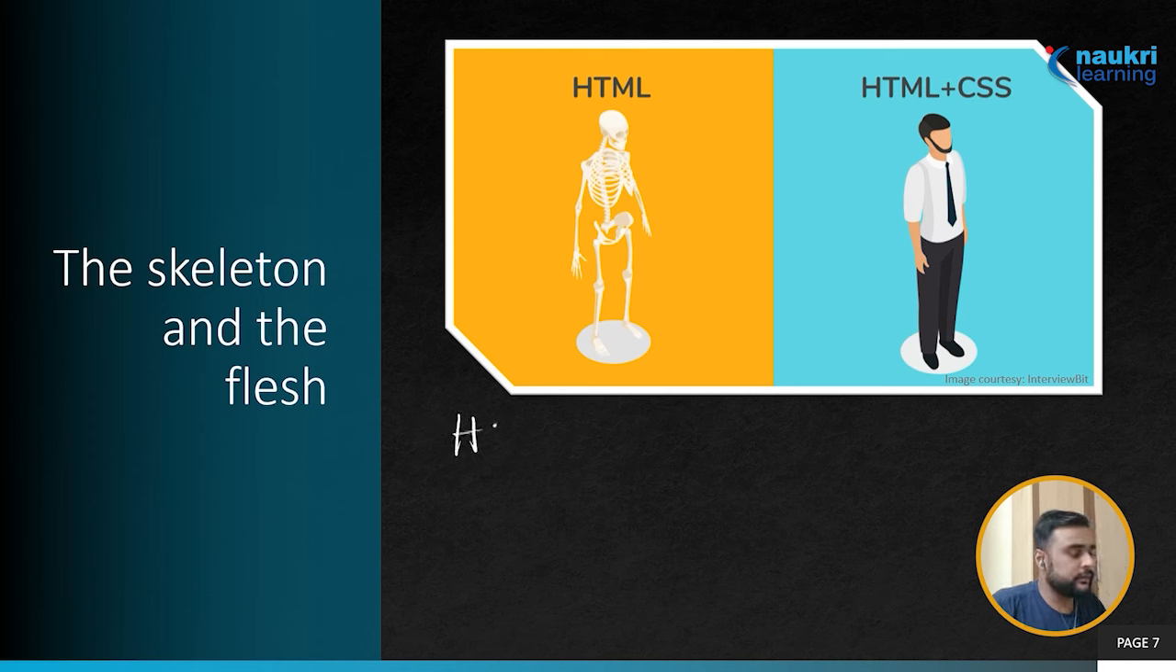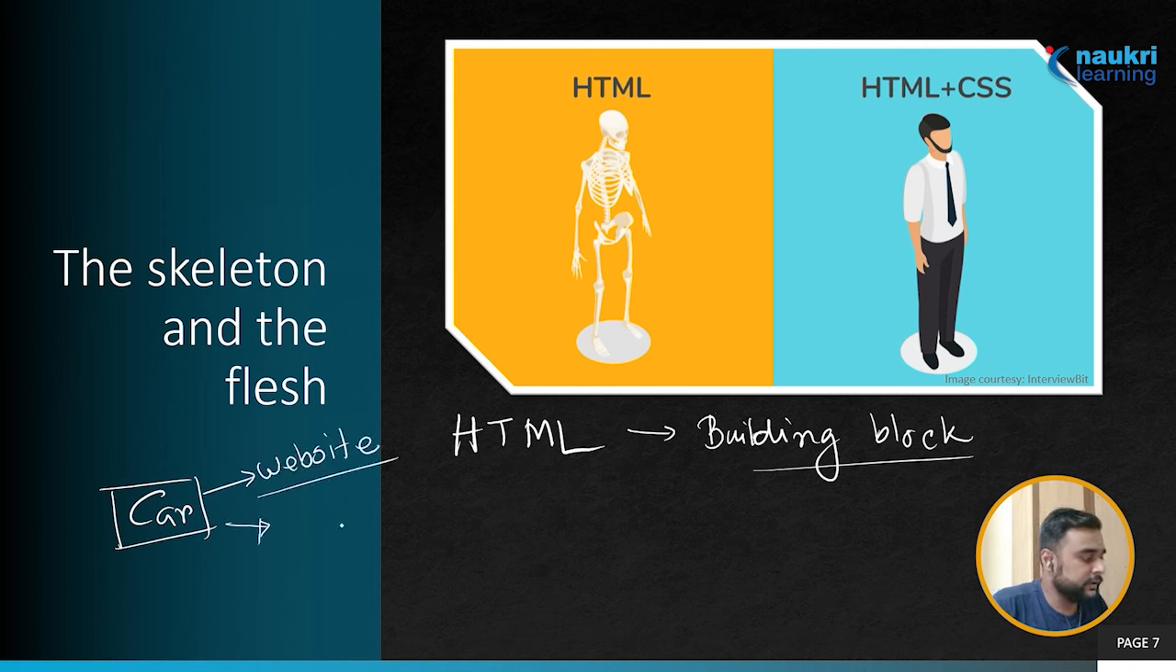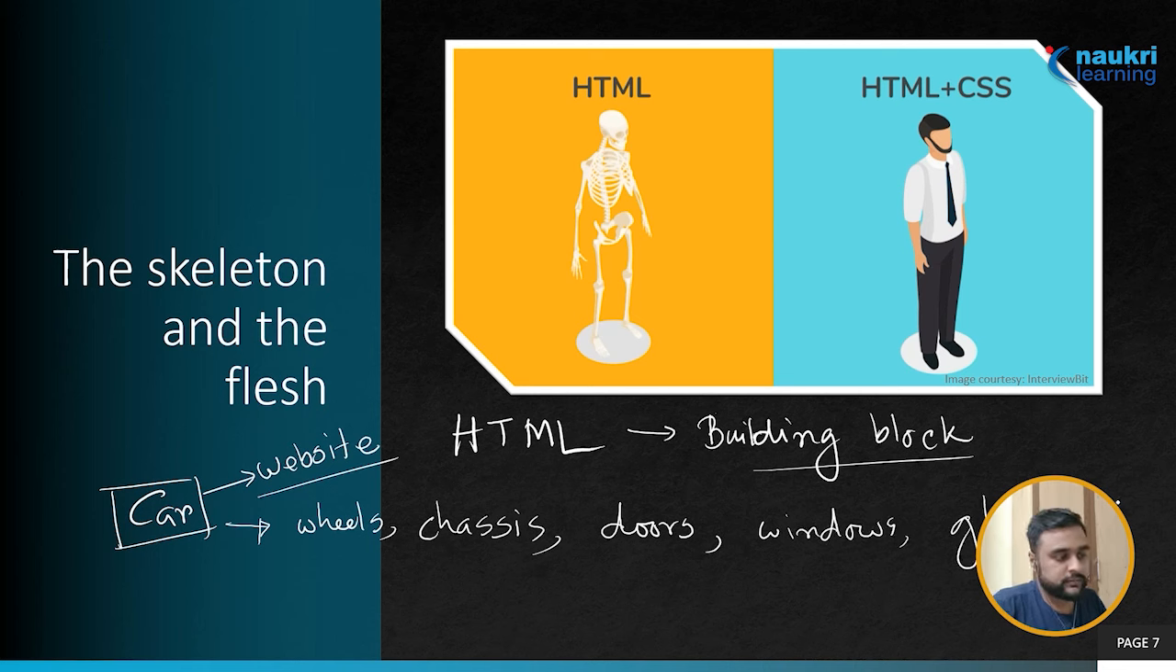HTML is the skeleton of web pages. It is the basic structure, or let's say building block. For this purpose, let's take an example. Let's take a car. This car is our website. So this car is built using wheels, chassis, doors, windows, glass, etc. These each and every block, they are coming from HTML.